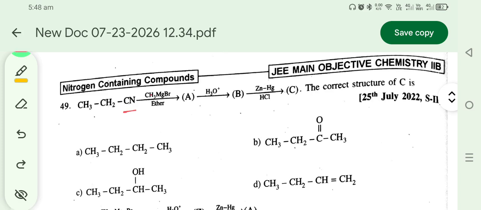Cyanides with methyl magnesium bromide give a ketone after hydrolysis. This ketone with sodium amalgam, Clemmensen reduction, gives butane. So the correct option C is butane A.